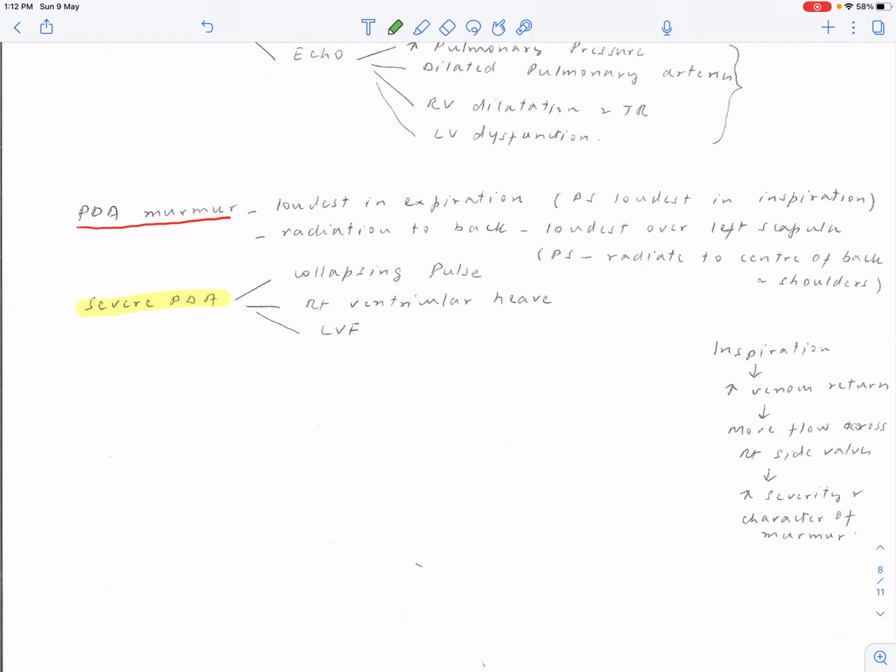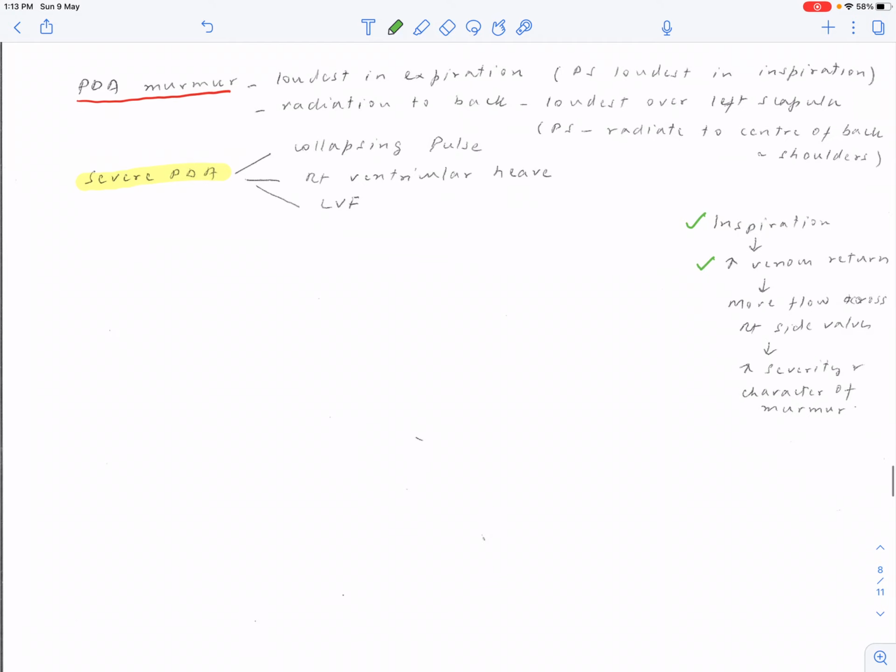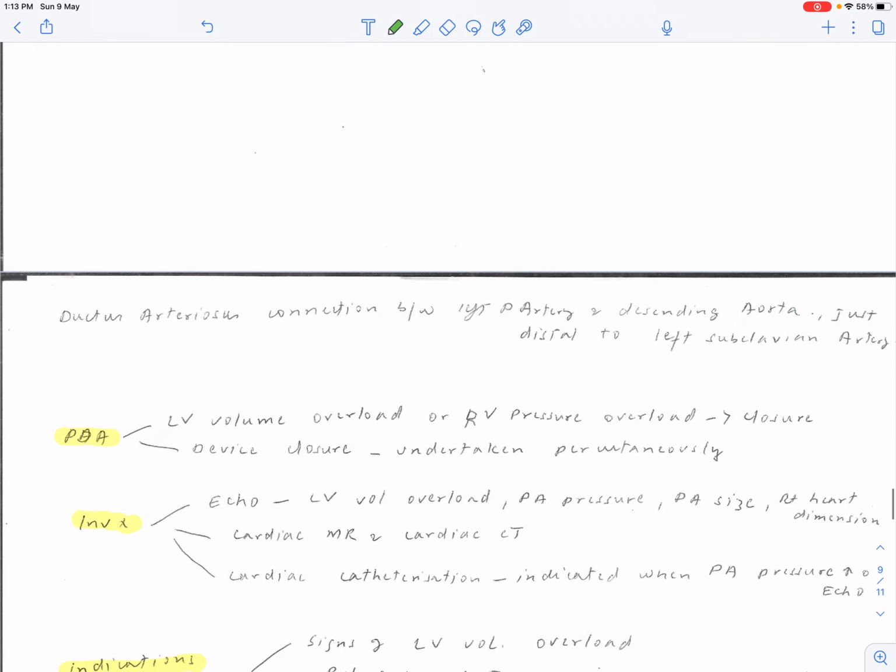So why is the murmur louder in inspiration? What happens at inspiration is that there is increased venous return. So there is more flow across the right-sided valves, so there is increased intensity and character of the murmur. The examiner may ask you why, so you must answer that this is the mechanism why right-sided murmurs are loudest in inspiration: because of the more flow across the right-sided valves, and it happens because of the increased venous return in inspiration.